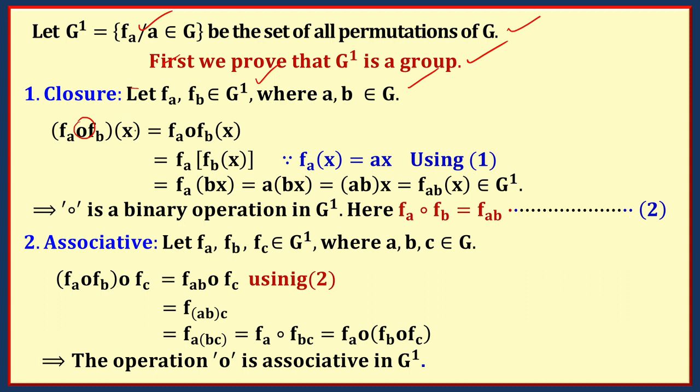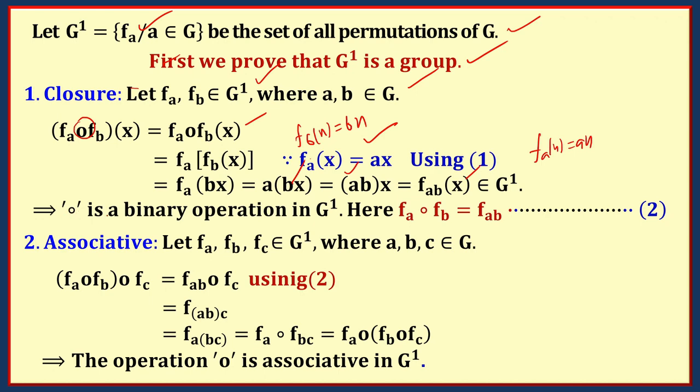f_a circle f_b of x is equal to f_a of f_b of x. Using 1, f_a of x is equal to ax. Here f_b of x is bx. So f_a of f_b of x is f_a of bx. Here f_a of x is ax, so this is a into bx. Using 1, a into bx by using associative property is ab into x. ab into x means f_ab of x, since f_a of x is ax.